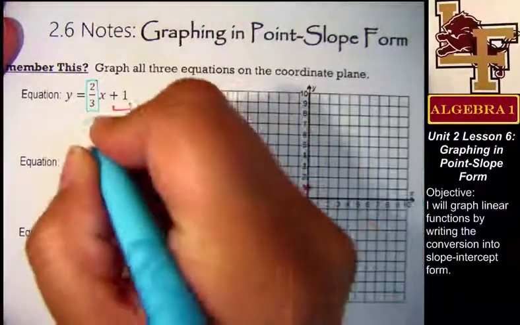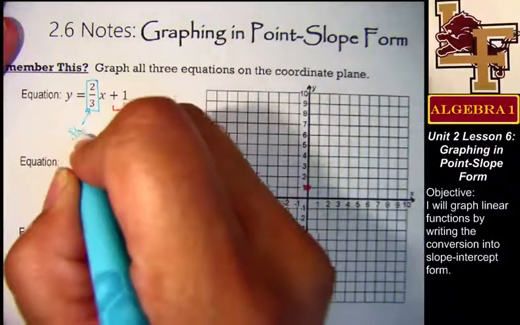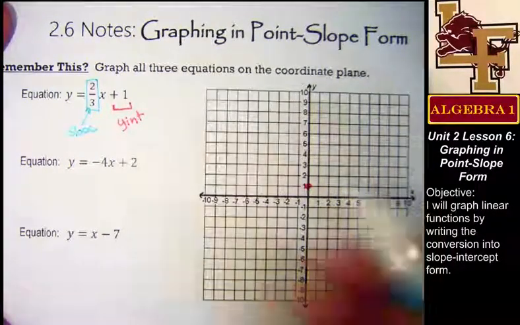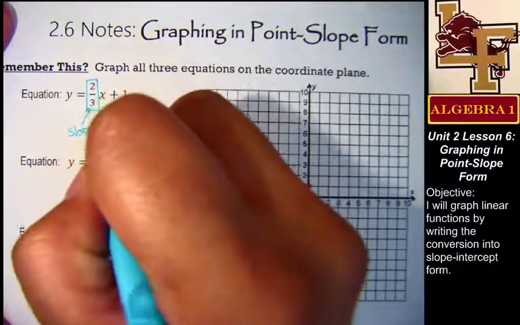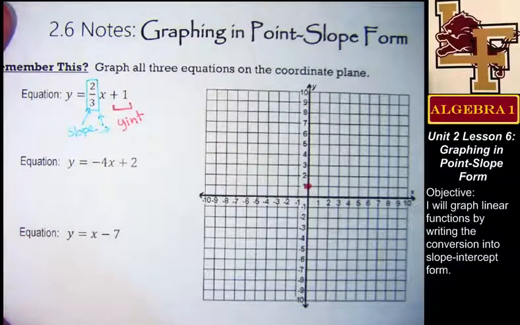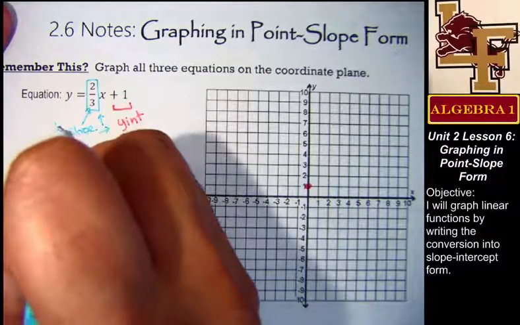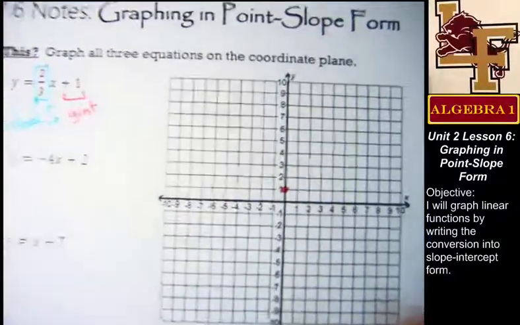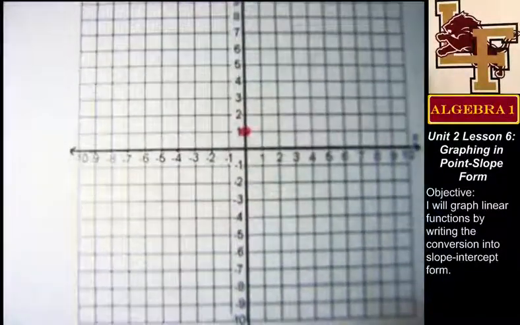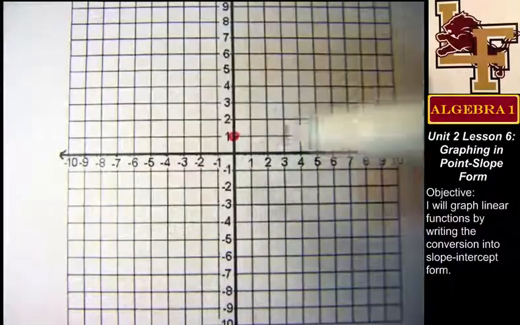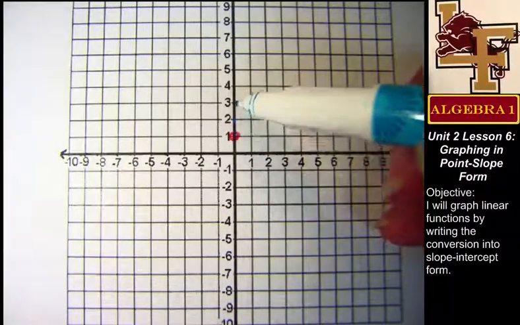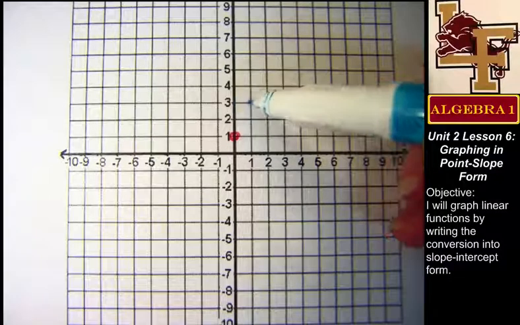This number right here is the slope. Is it positive or is it negative? Positive, which means I'm going to count up and to the right, or I'm going to count down and to the left from the point that I drew. So here on this grid, I'm going to start here at the intercept that I drew, and I'm going to count up 2, 1, 2, and to the right 3, 1, 2, 3.